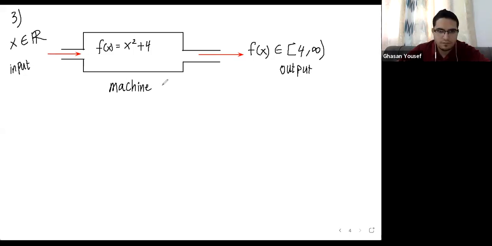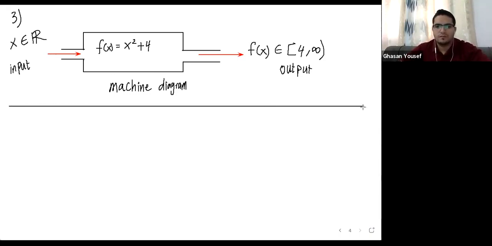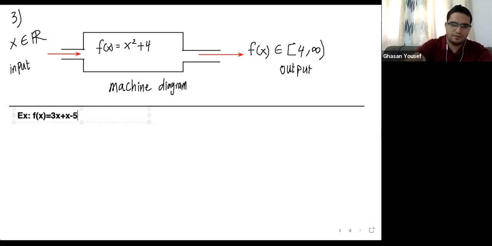Okay, any question? Any question for the diagram? Okay, now more examples of how we can evaluate. So the second example: f of x equals 3x squared plus x minus 5.